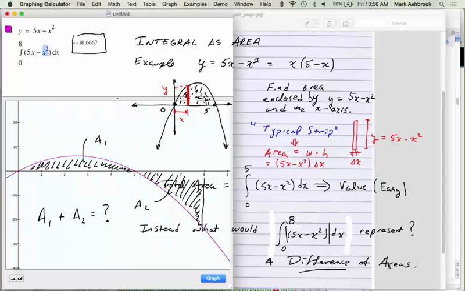Because now it's going to be 5x plus x squared. It's going to change the function to 5x plus x squared. No, that's not what that does at all. It takes the function value, and if it's positive, it keeps it positive. If the function value is negative, it makes it positive. Good.